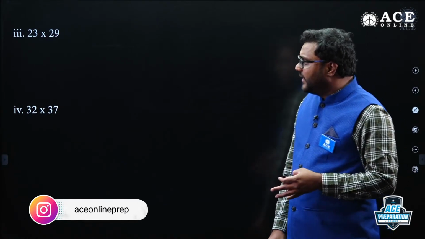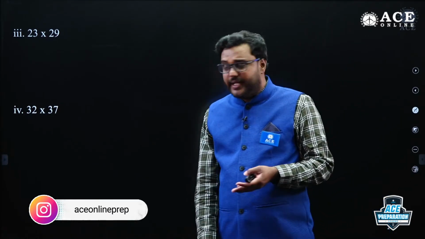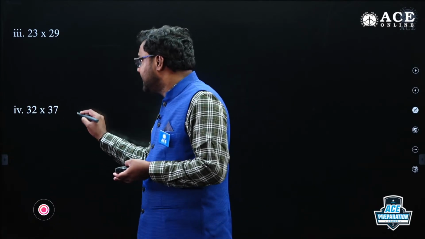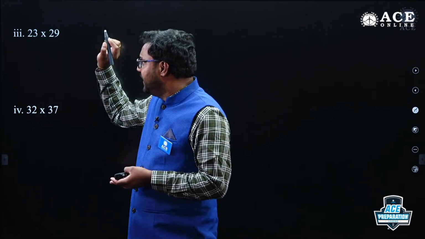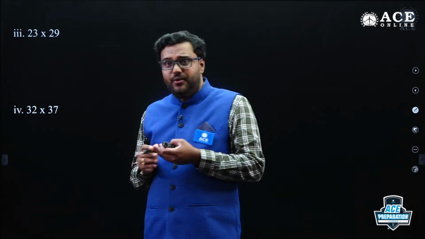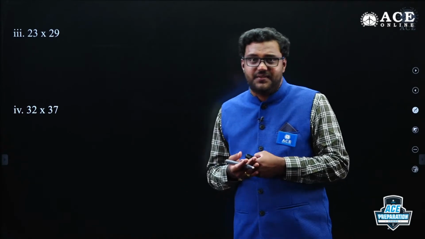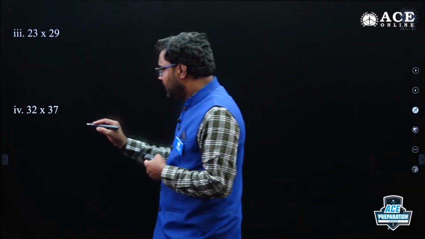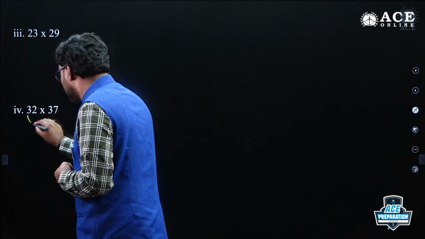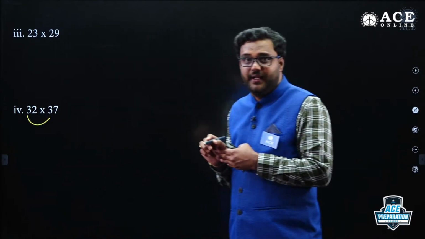Now this one, 23 into 29, 32 into 37 also you can do, right? See, 32 into 37, what's the answer for this one? 32 into 37, my dear friends. What is the answer? Both tens places are 3. Is that condition satisfied? Yes, sir. 3 and 3, same tens place, condition satisfied.